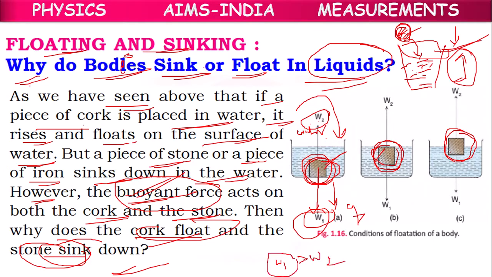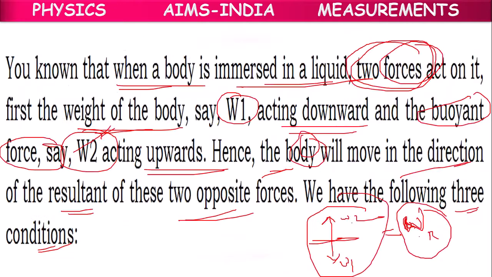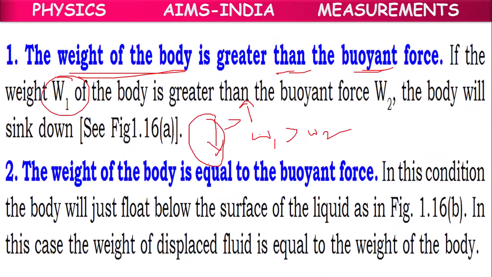Downward weight is more than upward force, the buoyant force. So that's why the body is completely sinking down. That is the first case. Whereas in the second case, the weight of the body is equal to the buoyant force.